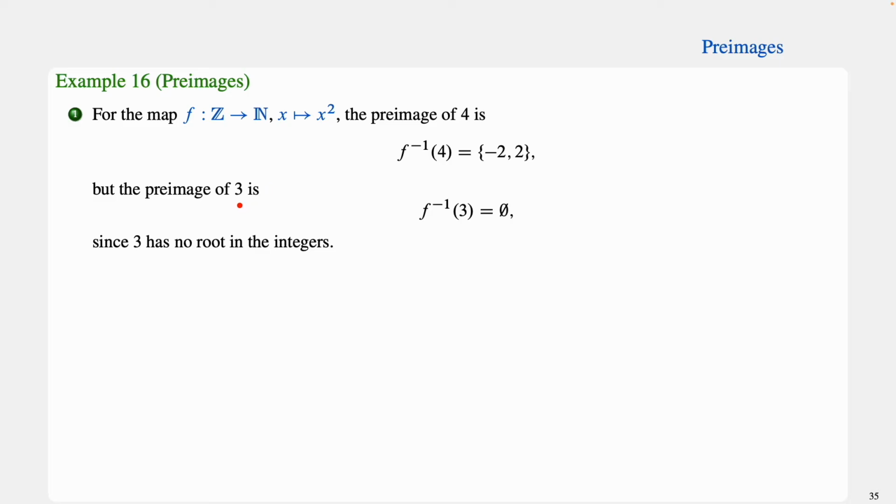For example, if I look at the value 3 in the natural numbers, then the pre-image is actually empty. There's no element in the integers that gets mapped to 3 if I square it. So the number 3 has no square root in the integers. Now if I'd looked at real numbers here, that wouldn't be a problem. I would get proper pre-images for 3, but if I restrict to the integers, then I do not have any integer that squares to 3. So that's why we get an empty pre-image for 3.